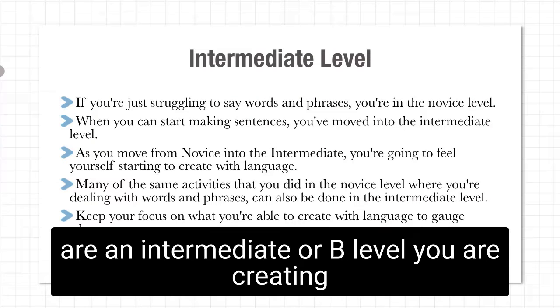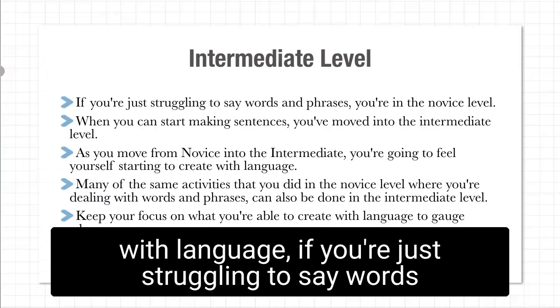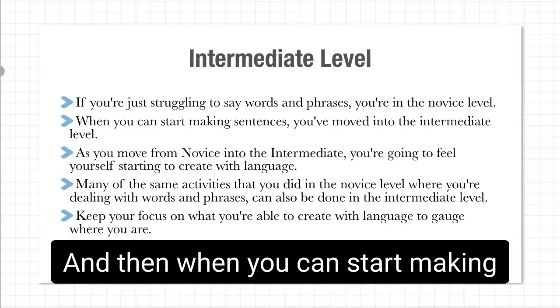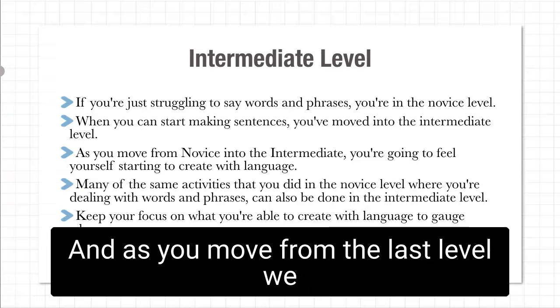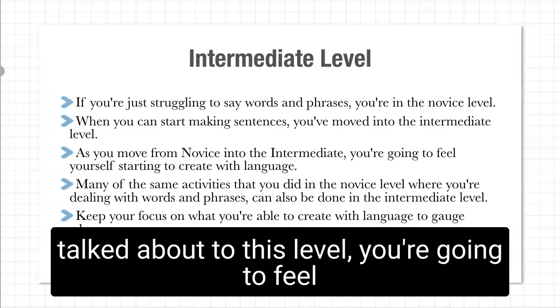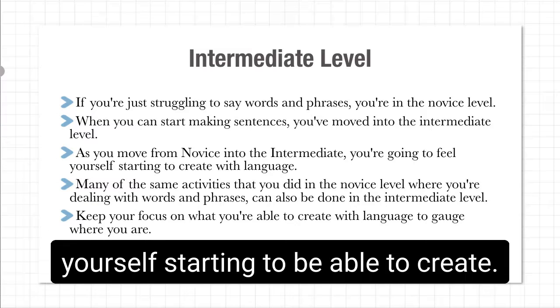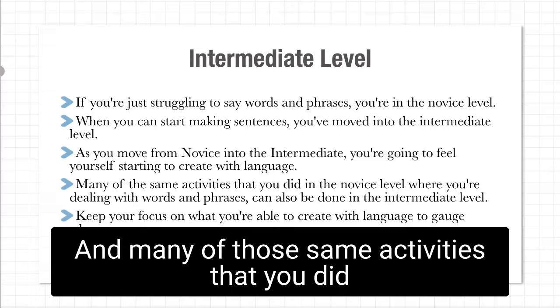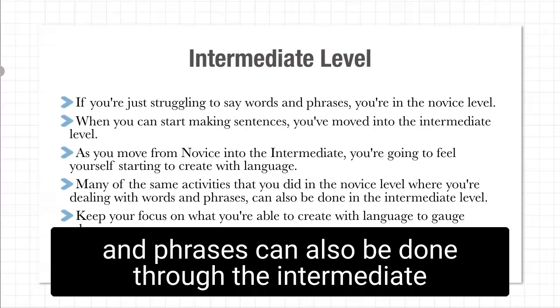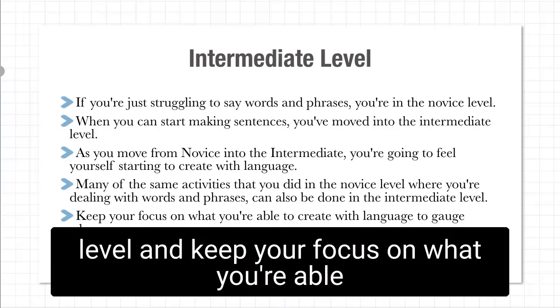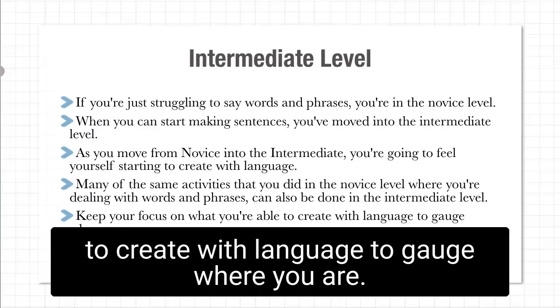When you are an intermediate or B level, you are creating with language. If you're just struggling to say words and phrases, you're on the novice level, and then when you can start making sentences, you've gotten here. You're intermediate now. And as you move from the last level we talked about to this level, you're going to feel yourself starting to be able to create. And many of those same activities that you did in the novice level, where you're just learning words and phrases, can also be done through the intermediate level. And keep your focus on what you're able to create with language to gauge where you are.